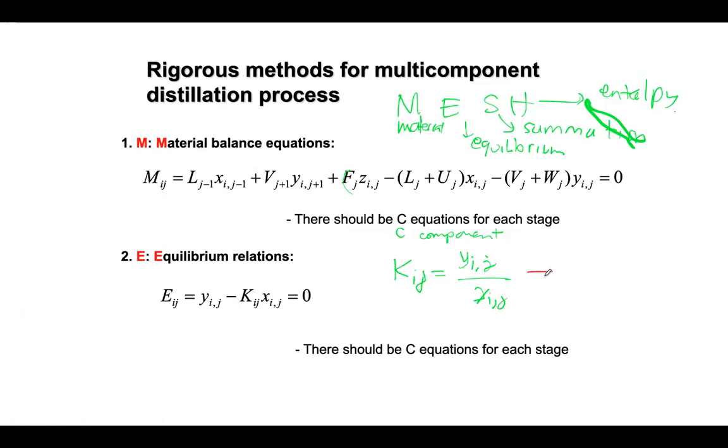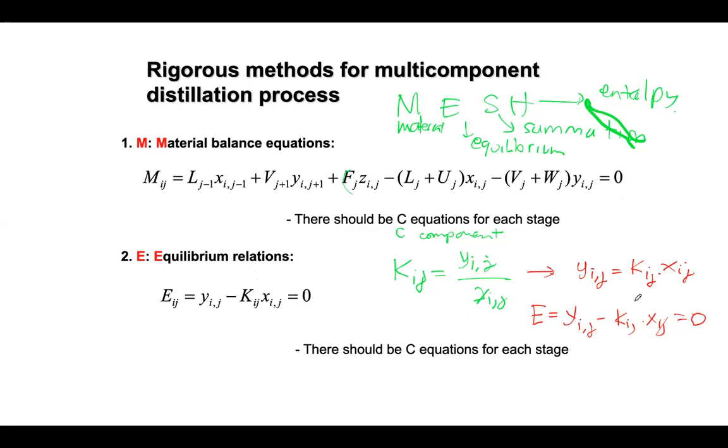Yeah, so then it comes up with Yij equal to Kij multiplied with Xij, and then we come up with an equation that must be 0. So it comes up with Yij minus Kij multiplied with Xij equal to 0. The idea is to make every equation have one side, so the result is equal to 0. And again, if we have 5 components, or 10 components, there should be that many equations for each stage.